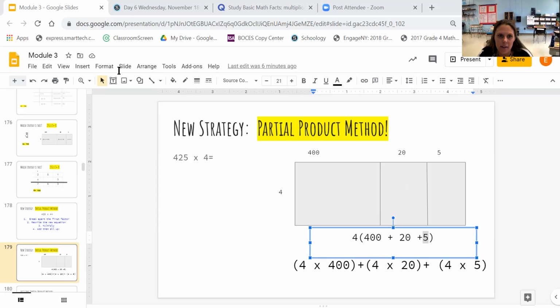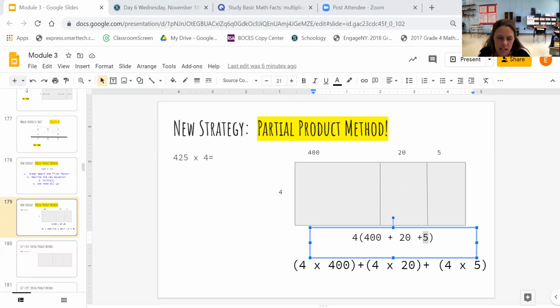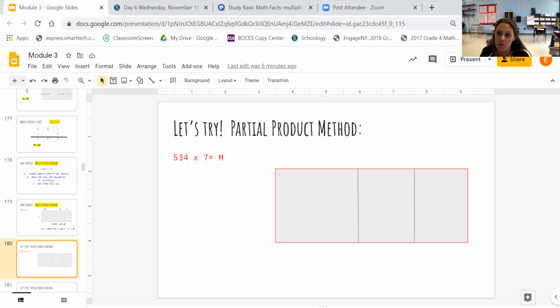Let's try one together. Your equation is 534 times 7. We're trying to find the value of m. Now, hold up, ladies and gentlemen. I know in your head you're like, well, Mrs. Andrews, I could just do the standard algorithm, or I could just do a different method. No. Today I want you to try this partial product method. What does it look like?